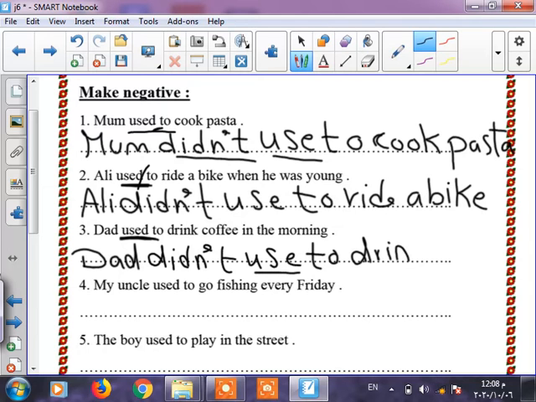Look at number 4. My uncle used to go fishing every Friday. So I write my uncle. So what do I use here to make negative? Don't? My uncle, I use doesn't? No. I look at the verb. Where is the verb used? In which tense? Past. So in the past I make negative with didn't. So my uncle didn't use to go fishing.